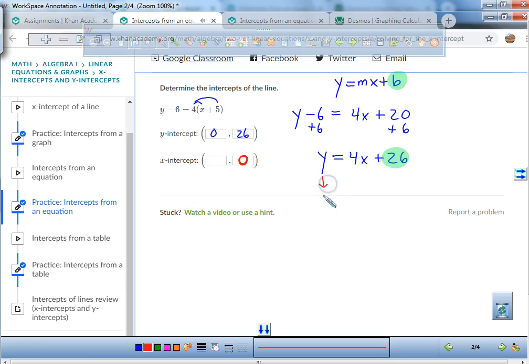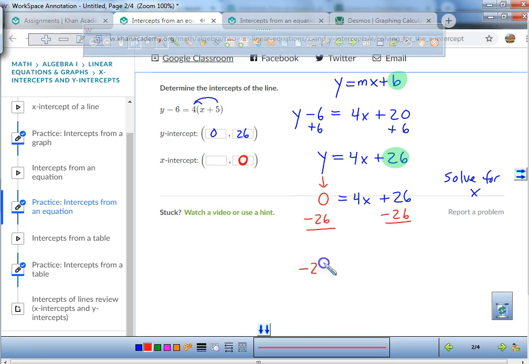I'm going to make my y value equal to 0, and then set it equal to 4x plus 26. Now what do I need to solve for? I need to solve for x. So what are my 2 steps to solve for x? Take away 26 from this side, take away 26 from this side.